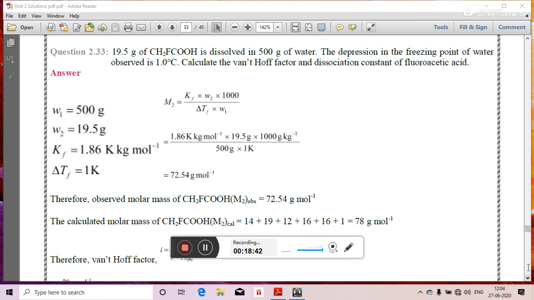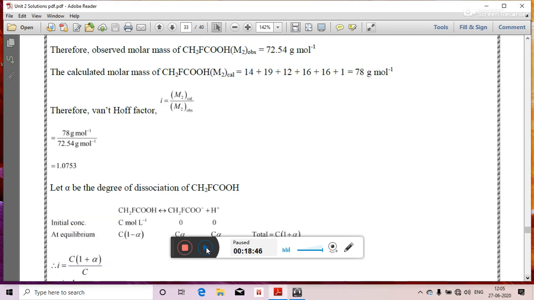So what will be the Van't Hoff factor? The Van't Hoff factor i is equal to M2 calculated upon M2 observed. M2 calculated in the numerator is 78, divided by M2 observed, 72.54. So that is equal to 1.0753. This is our first answer, the Van't Hoff factor. Now let alpha be the degree of dissociation of fluoroacetic acid.